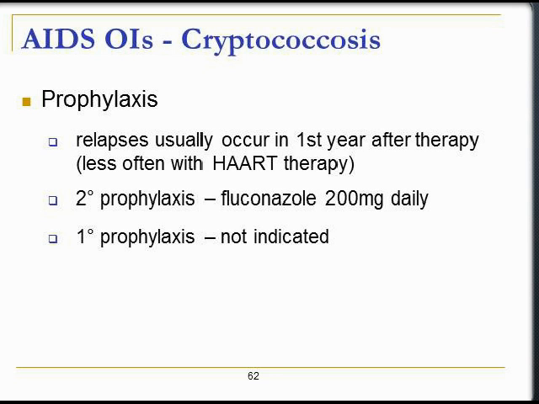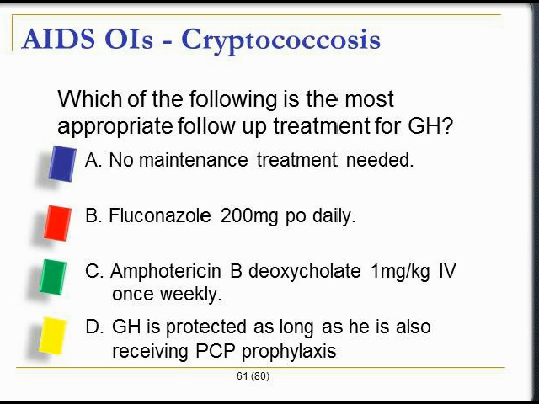Now, relapses occur very commonly with cryptococcal meningitis, and so you must put the patient on secondary prophylaxis. And the secondary prophylaxis is fluconazole, 200 milligrams once daily. Primary prophylaxis, remember, is not indicated because we don't want a lot of people on primary prophylaxis, as that would promote the development of resistance, especially Candida resistance. But if they've had the infection, they need to be on fluconazole. So the correct answer is B, fluconazole 200 milligrams daily.